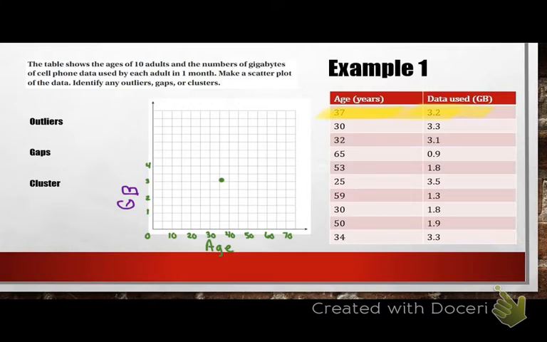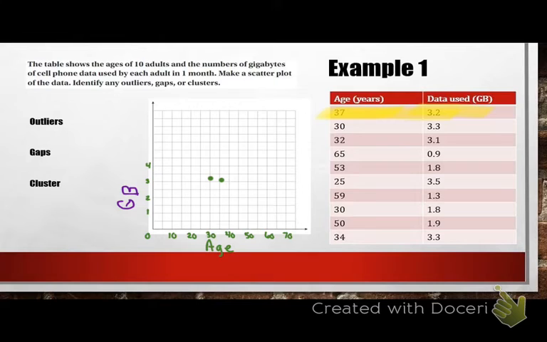So how old was the next person? 30. So I'm going to go over to 30. And how much data did they use? 3.3. So I'm going to come up here about halfway between 3 and 4, and I'm going to plot that point for 3.3.